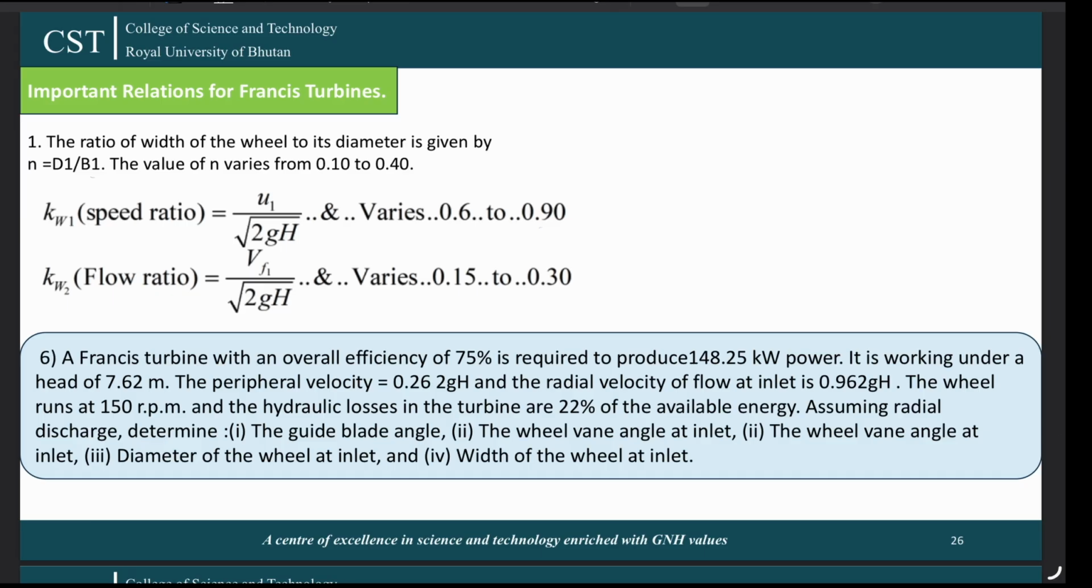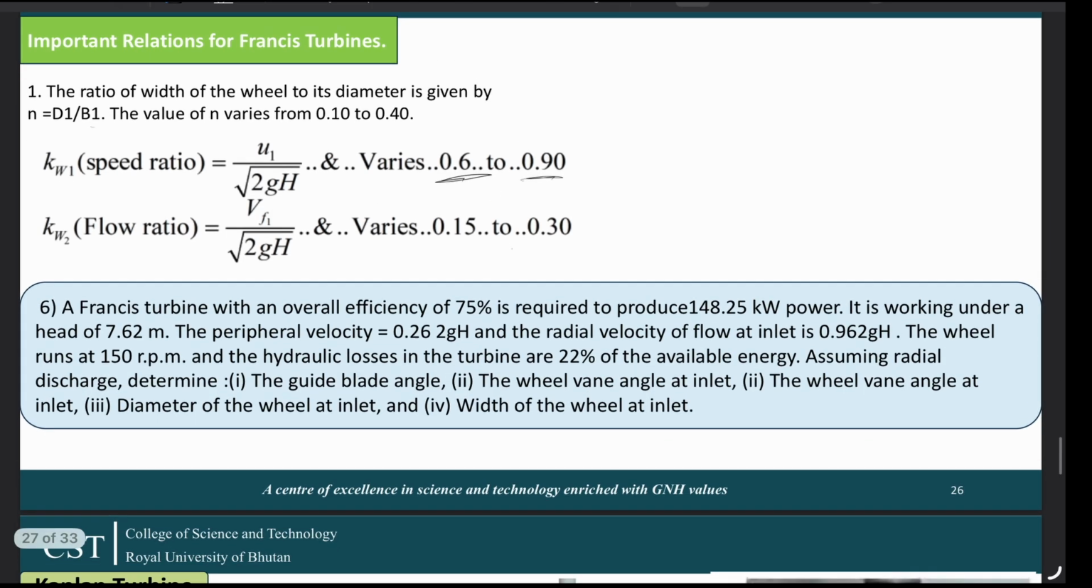So the speed ratio and flow ratio are similar to what we have discussed. They are using the same formula, but there is a variation in the value. For the speed ratio, it ranges from 0.6 to 0.90, and similarly for the flow ratio as shown here. The only different thing here is they have given the ratio of width of the wheel to the diameter, which is given by n, and the value ranges from 0.10 to 0.40.